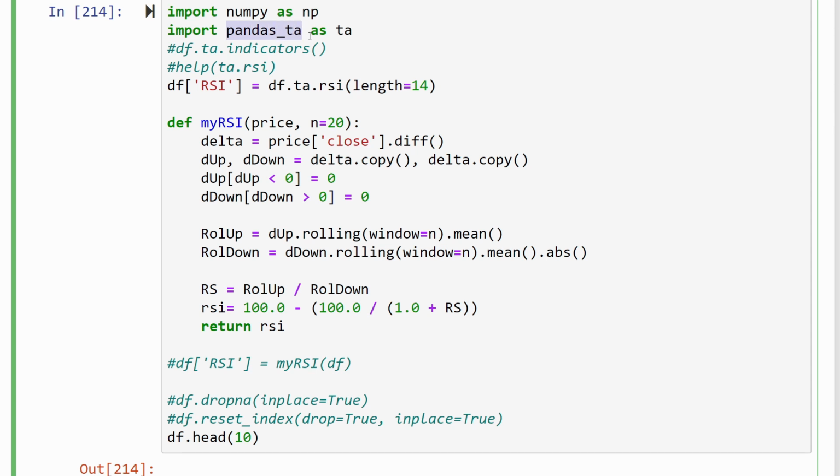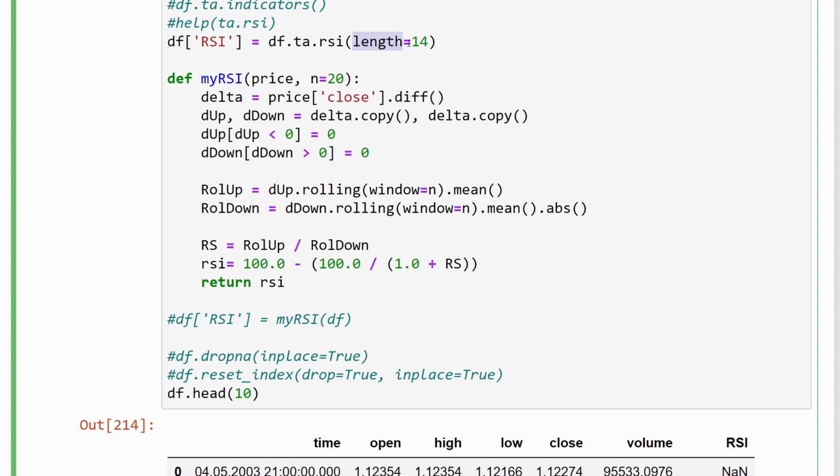pandas_TA technical analysis. This is a module that contains predefined functions that we can call, defining the technical indicators, such as the RSI or other indicators. So I'm defining a new column in my data frame called RSI, which is the result of the TA.RSI function applied to my DF data frame. And the length is a standard value that I'm using, 14 here. We could of course extend this to whatever we would like.